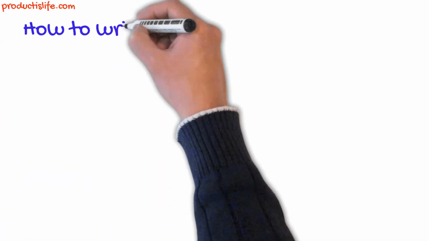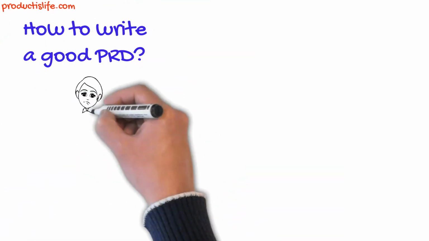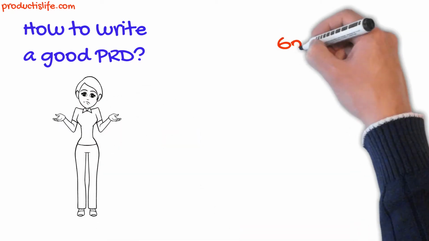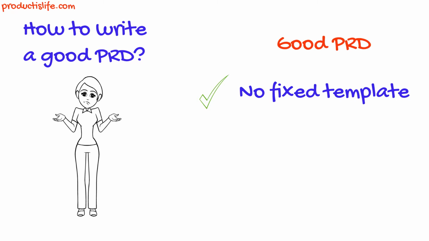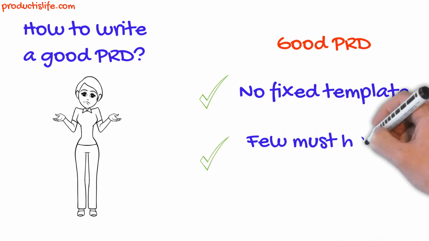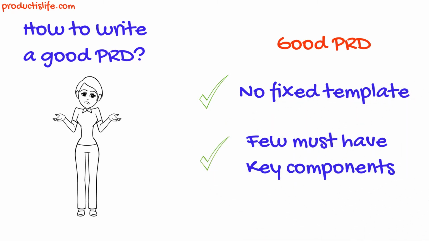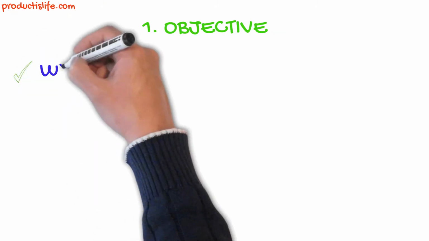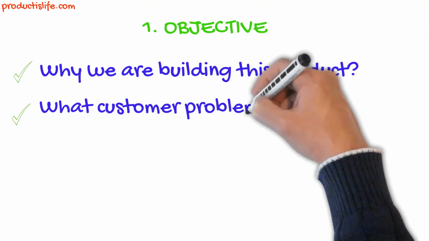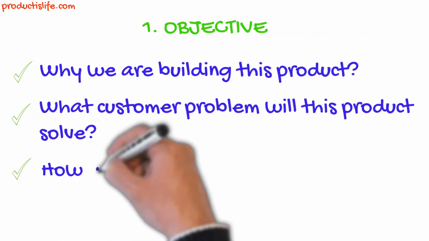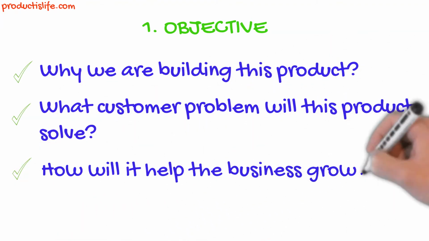So how does one write a good PRD? Now, there is no fixed template for a PRD as every product manager has their own writing style. However, there are a few key components that every PRD must have, and that is what we are going to discuss further. Objective. This section talks at a high level about why we are building this product, what the customer problem is that this product will solve, and how the product will help the business grow.